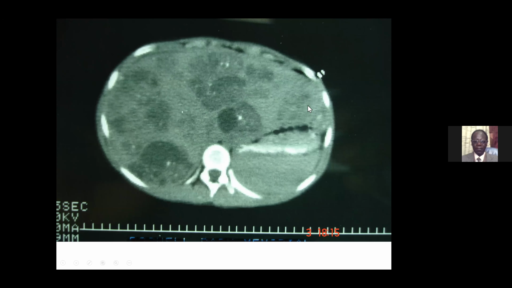Again, hepatomegaly with multiple hypodense lesions. Some are calcified. So this patient had a liver metastasis. This is a stomach here with the air in it, and we can see rugae and even oral contrast, to help us to define where the stomach is. And this is the spleen.